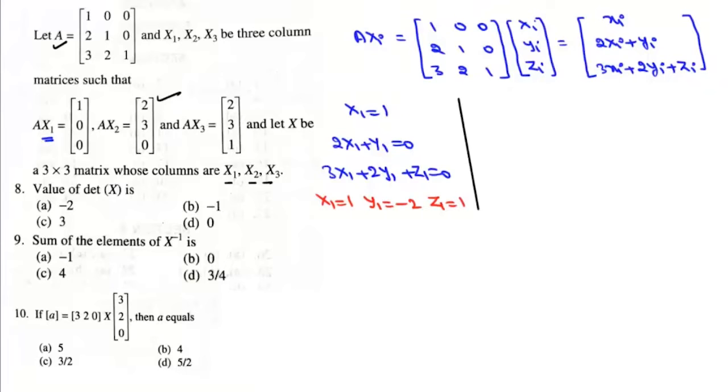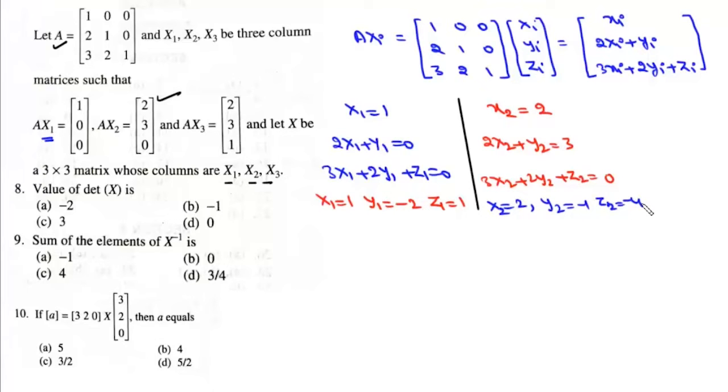Now from this second equation, we can write X2 equals 2, 2X2 plus Y2 equals 3 and 3X2 plus 2Y2 plus Z2 equals 0. Now from here, we'll get the result that X2 is 2, Y2 is minus 1, and here will be 6 minus 2. So value of Z2 will be minus 4.